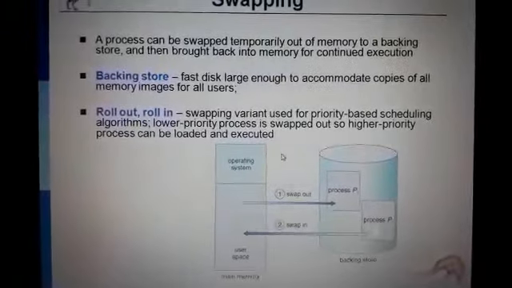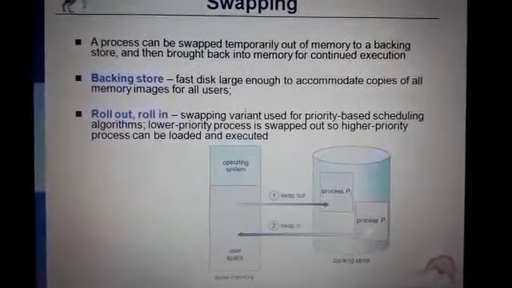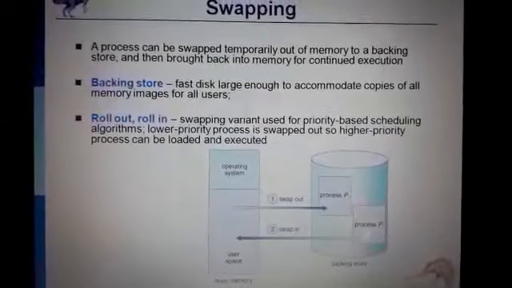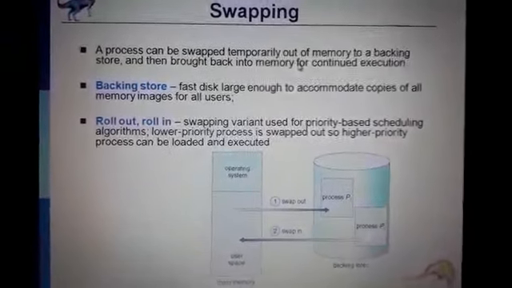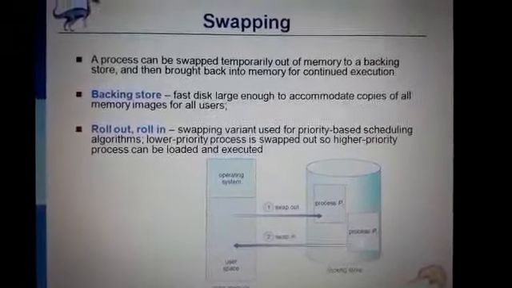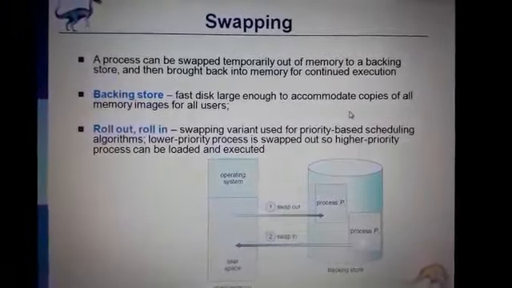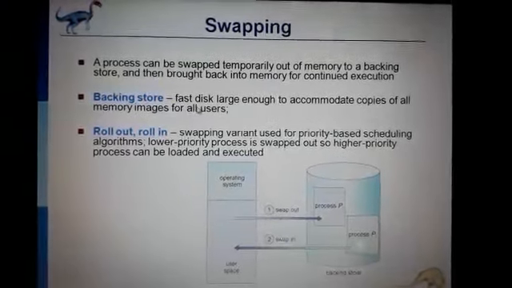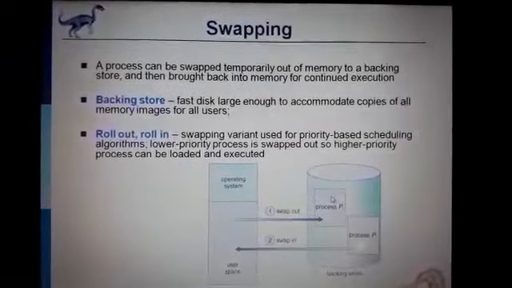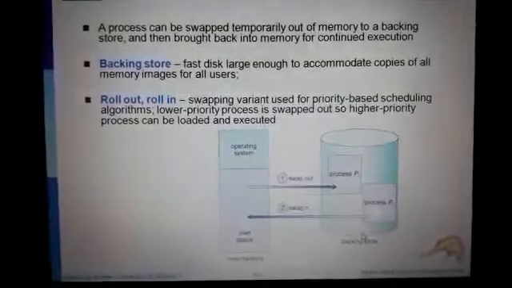You have to remember here, a process can be swapped temporarily out of memory to a backing store and then brought back into the memory for continued execution. This particular term is nothing but swapping. And what is the meaning of a backing store? It is a fast disk large enough to accommodate copies of all memory images for all the users, and all the processes will be stored here if they are temporarily not required in the main memory.